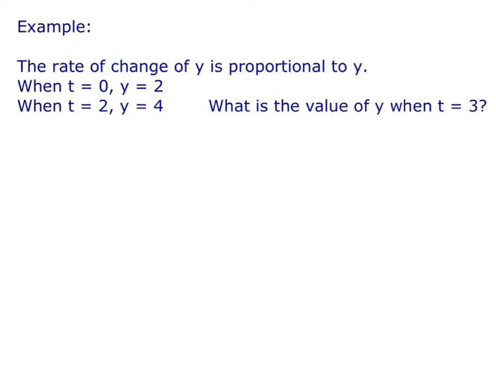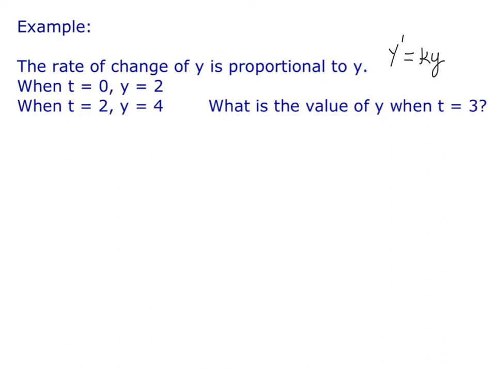Okay, so here's our first example. It says that the rate of change of y is proportional to y. So from that, we can say that y prime, dy dt, is equal to k y. All right, that's what that means. The rate of change of y is proportional to y. And it says when t equals 0, y is 2, and when t equals 2, y is 4. What is the value of y when t equals 3?